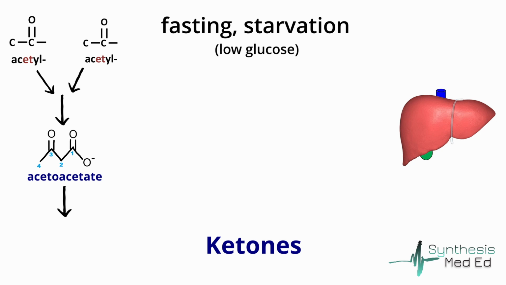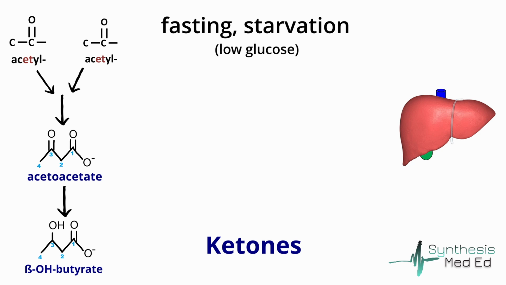Acetoacetate is then further processed and converted into another 4-carbon molecule called beta-hydroxybutyrate. This molecule gets its name because it is a 4-carbon deprotonated carboxylic acid with a hydroxyl group in the beta carbon position. Both acetoacetate and beta-hydroxybutyrate are relatively stable ketone molecules that can be used to transport acetyl-CoA in the bloodstream to other tissues.